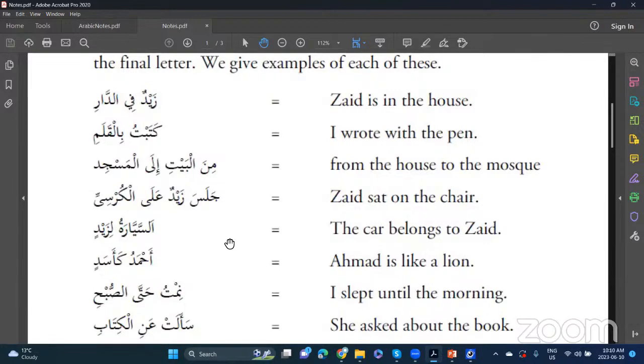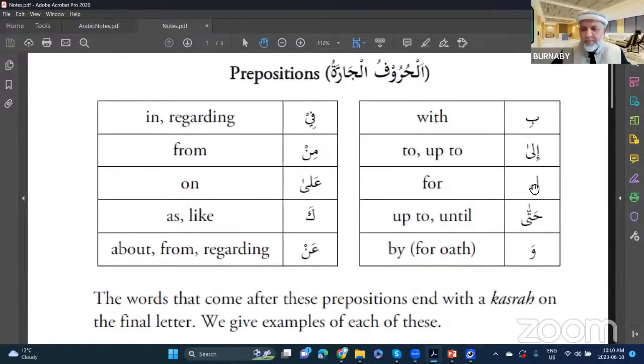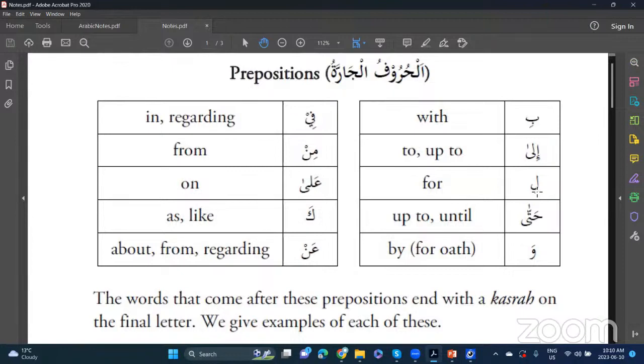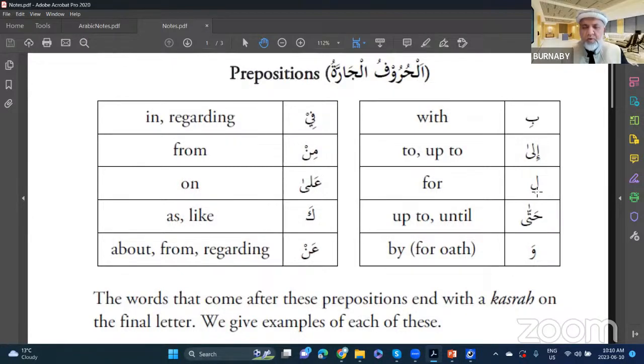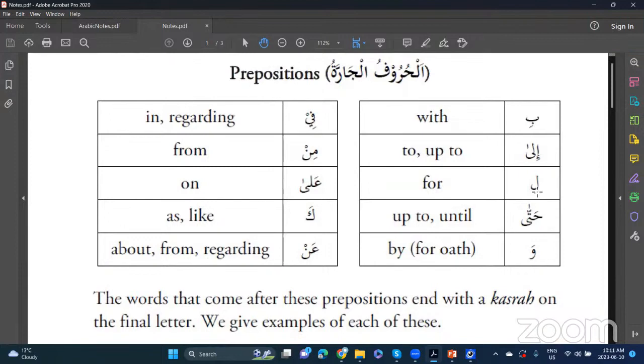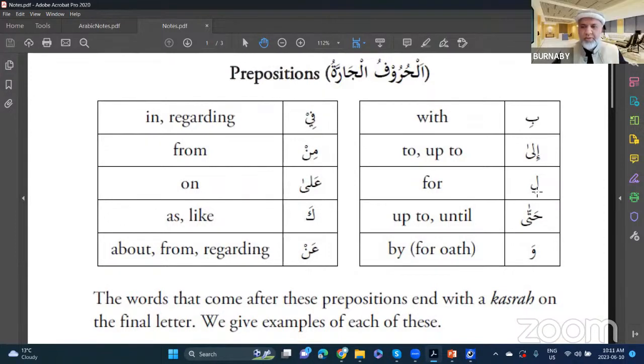Now this letter lam has two meanings. It means for, and it also comes for belonging. When we say lillahi ma fis samawati wa ma fil ardh, we don't say that whatever is in the heavens and the earth is for Allah. That will be the wrong translation, because it is not for Allah. We'll say the heavens and the earth belong to Allah. Making sense? Did you see the difference?